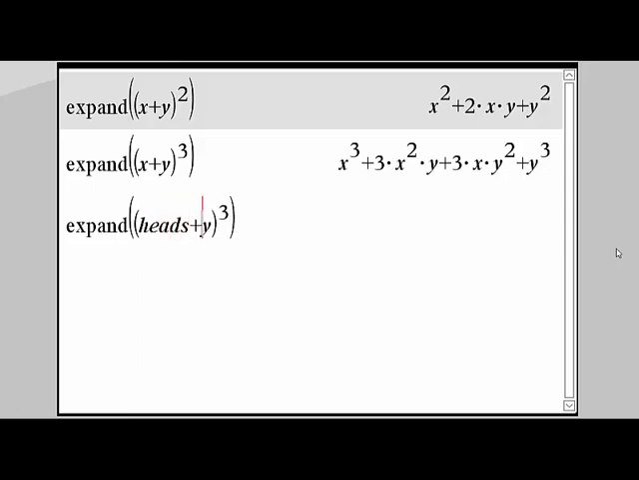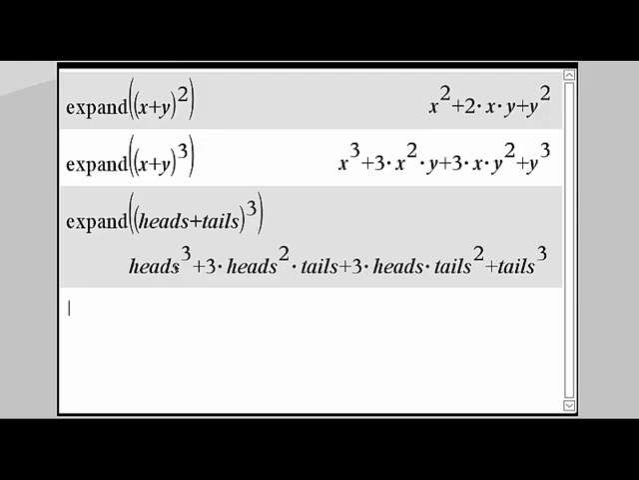What if I actually name these variables to be what's happening within our probability? So let's expand heads plus tails. Those are my 2 separate outcomes in my binomial situation, and the exponent is the number of flips or the number of trials that I'm doing. So what I see now is 3 heads. The coefficient tells me how many times that could happen.